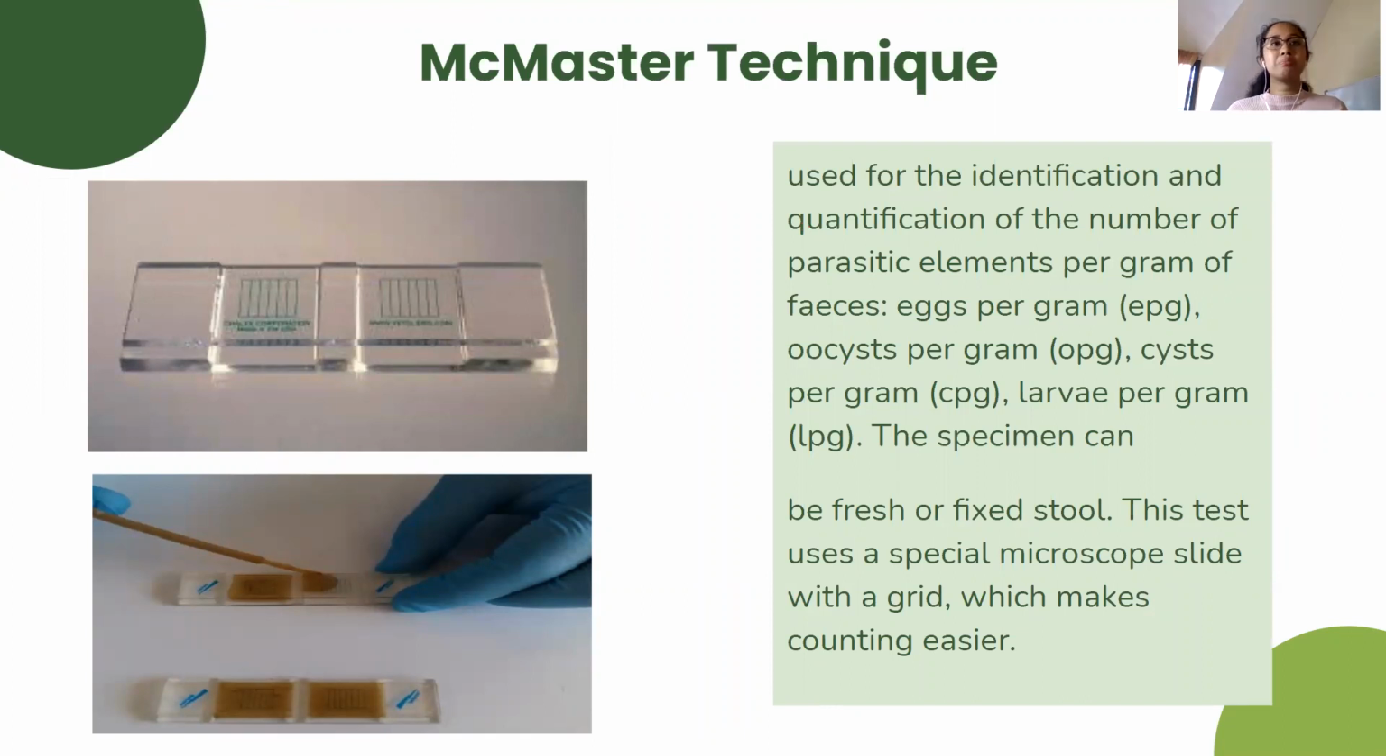Class, we also have McMaster technique. Yan. So class, if we have a hemocytometer technique under your hematology class, wherein we quantitate the cells using a Neubauer slide, here we also have a McMaster slide. Yan, McMaster slide. So it contains grid. So it allows us to count the eggs per gram, or oocyst per gram, or cyst per gram, or larvae per gram. So it is for quantification. So if you want to standardize their test, gumamit ka ng McMaster technique.